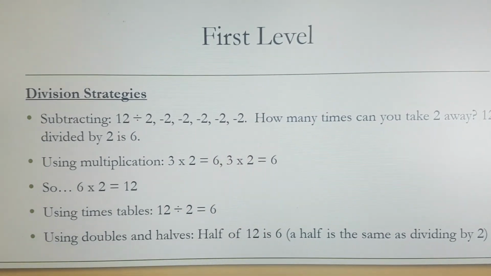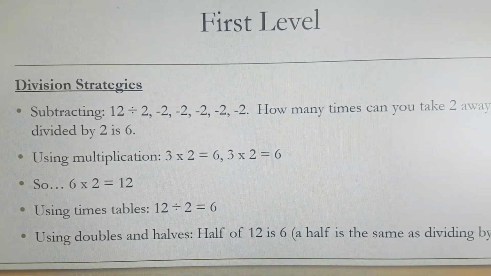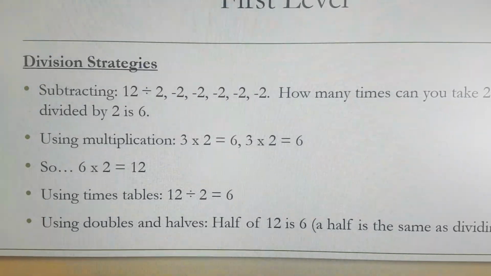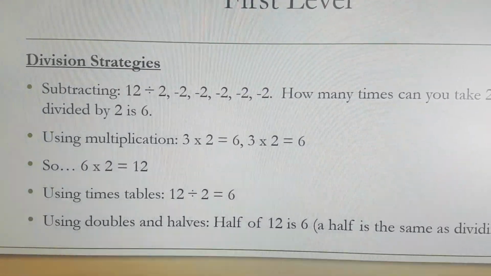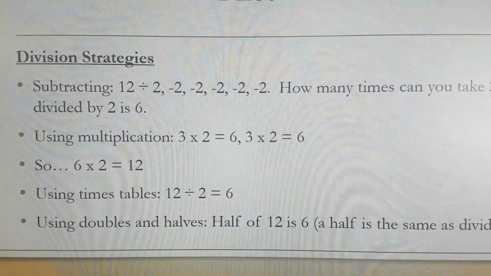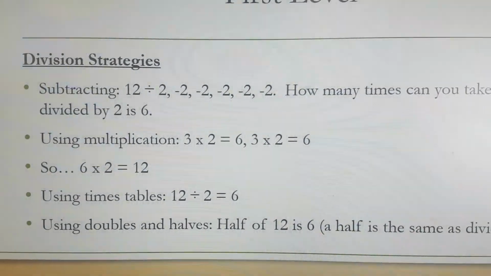Or we may look at multiplication. 3 times 2 is 6. So if 3 times 2 is 6, if we double that, 6 times 2 would be 12. Or 3 times 2 plus 3 times 2, they both equal 6, and 6 plus 6 is 12.